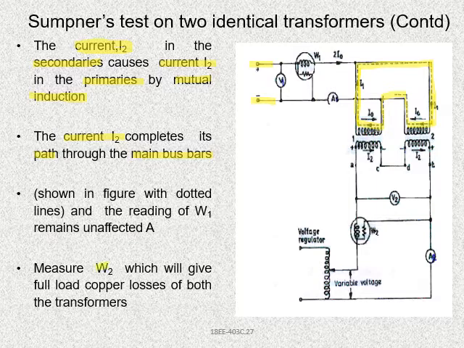Measure W2, wattmeter reading 2, which is on the secondary, which will give the full load copper loss of both the transformers. As I've said, when it is fully loaded or short circuited, the reading of W2 entirely gives the copper losses of both the transformers. That is why he is saying that measure W2, which will give the full load copper loss of both the transformers.